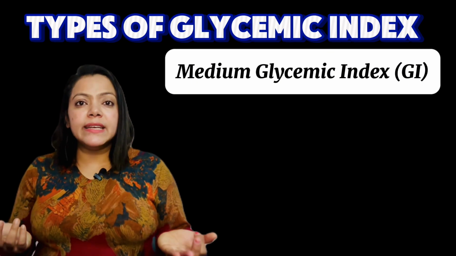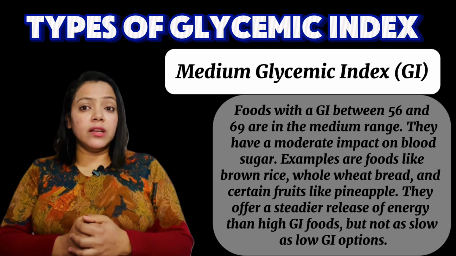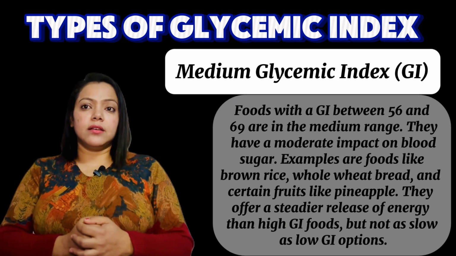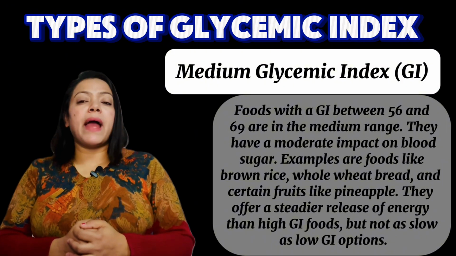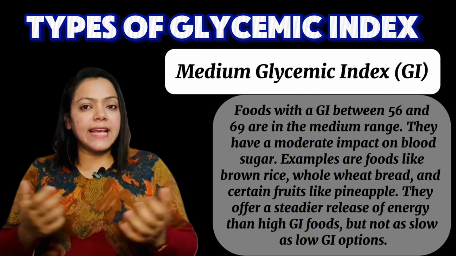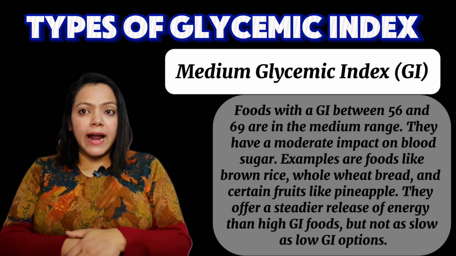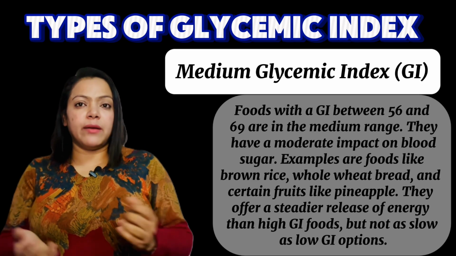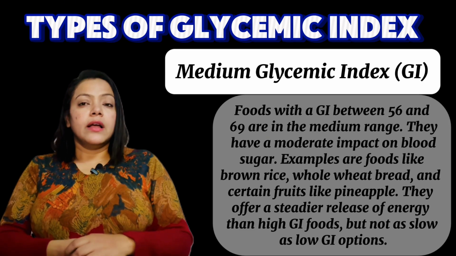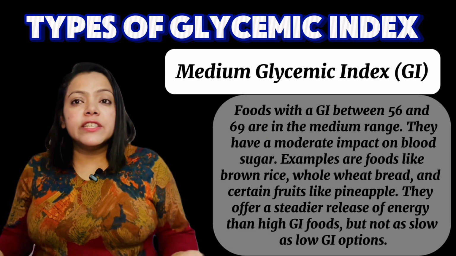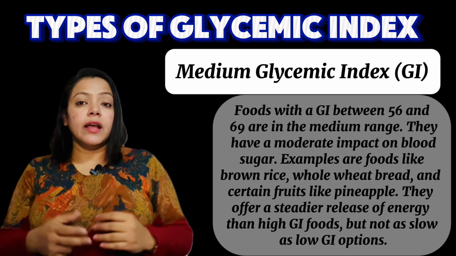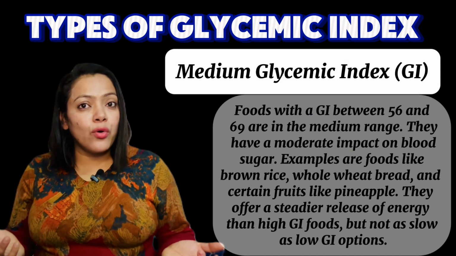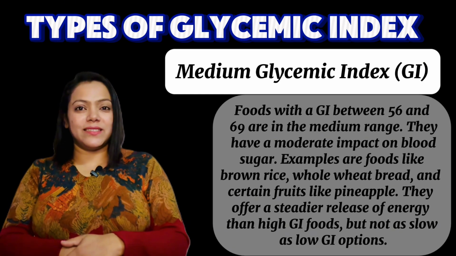Medium glycemic index: foods with a GI between 56 and 69 are in this category. They have a moderate impact on blood sugar. Examples are foods like brown rice, whole wheat bread, and certain fruits like pineapples. They offer a steadier release of energy than high GI foods, but not as slow as low GI options.